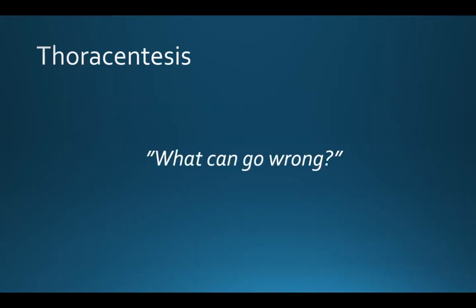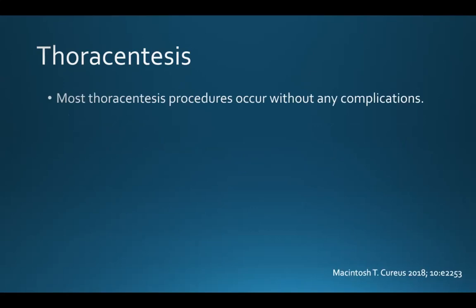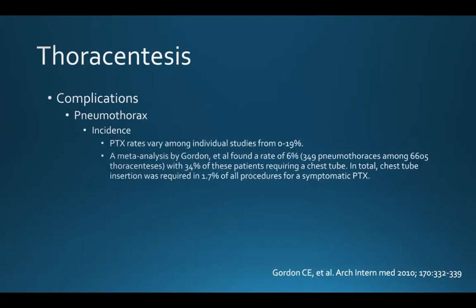So what can go wrong with these procedures? Well, the good news is that most thoracentesis procedures occur without any complications. The thing we think most about is pneumothorax. And the pneumothorax rate varies among individual studies from 0 to 19%. Probably the best study to look at is a meta-analysis by Gordon from 2010. They found a rate of 6%, with 34% of these patients requiring a chest tube. In total, chest tube insertion was required in less than 2% of all procedures due to a symptomatic pneumothorax.